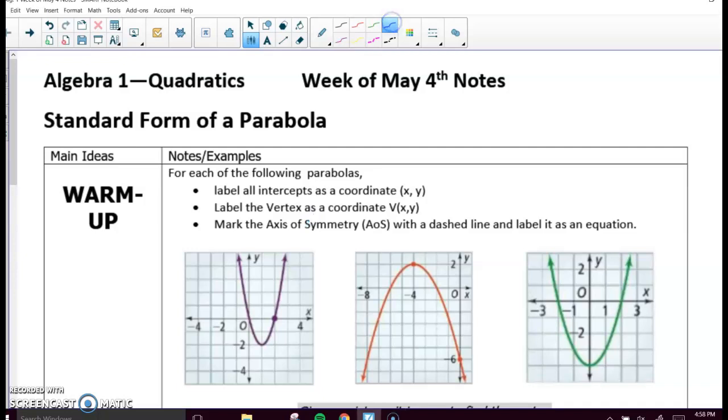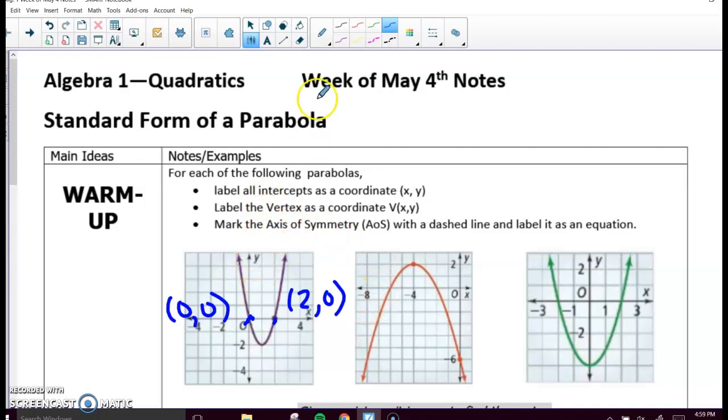So as we look at the first one, let's look for our intercepts. X-intercepts. Where does my graph cross the x-axis? As you can see, there are two x-intercepts. There and right there. The one on the left is at our origin. We label that 0, 0. The one on the right is at 2, 0.